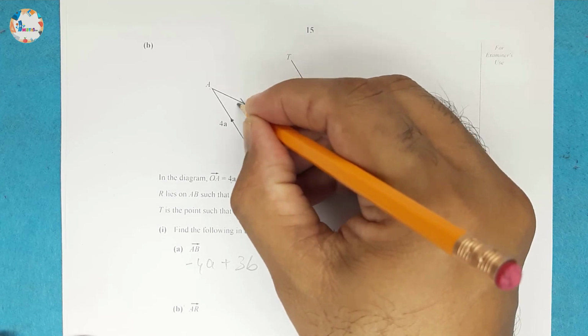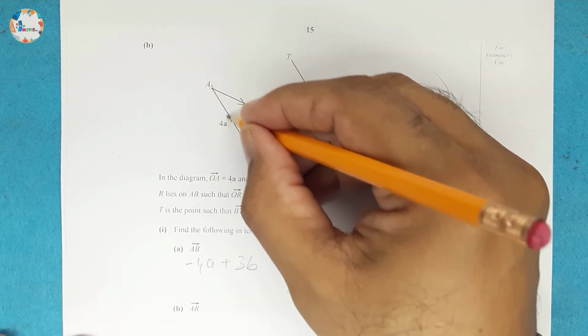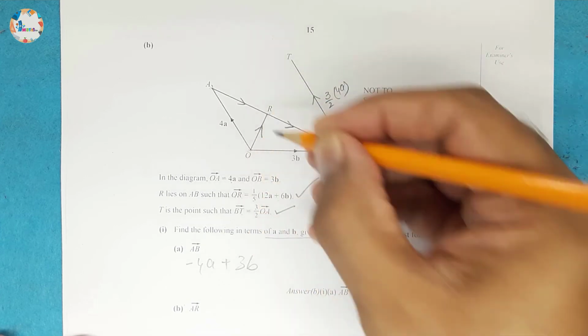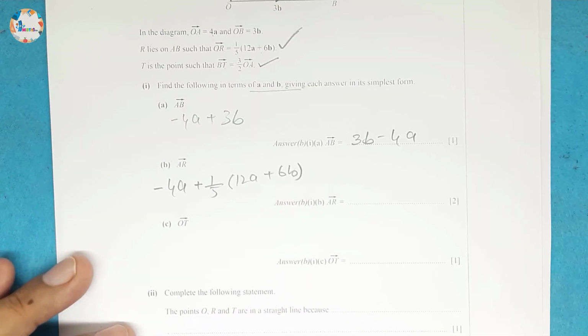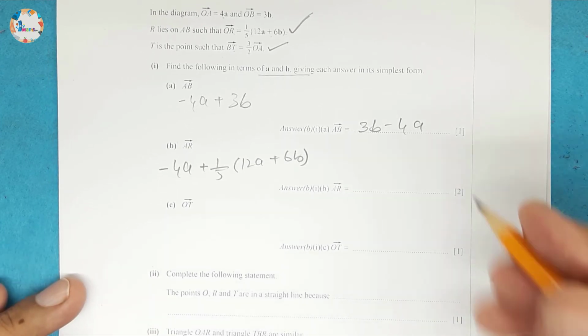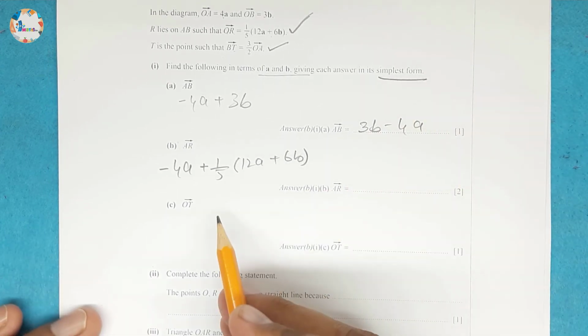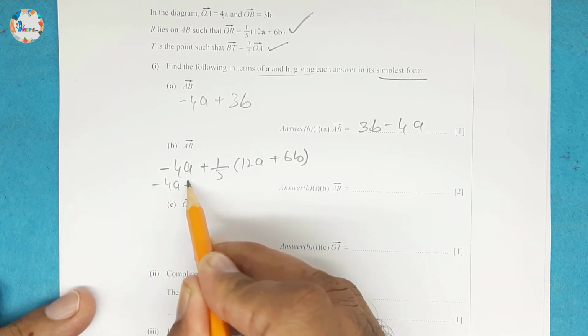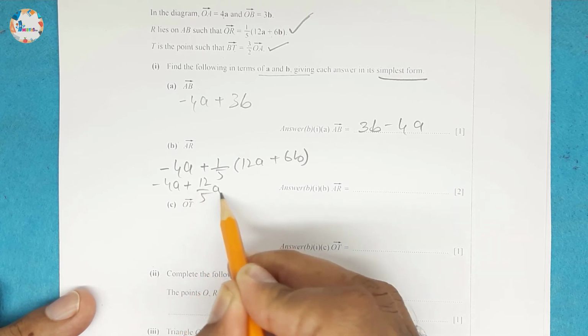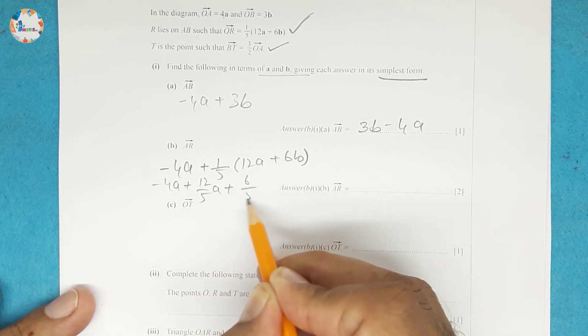Then AR, they are asking for AR. AR will be this direction, A to R. So we'll take minus 4A, and this value OR is already provided. So we'll write here minus 4A and plus 1 by 5 of 12A plus 6B, and we can simplify this. Basically we have to provide the answer in simplest form. So this one we can open. This will be minus 4A plus 12 by 5A and plus 6 by 5B.